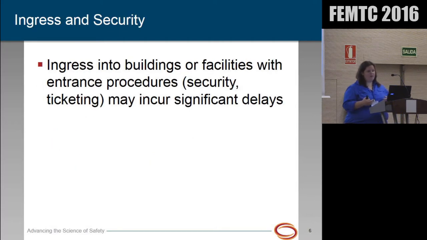So with that brief overview, I'm just going to jump into several of the new and non-traditional uses that we've started to use. The first one is ingress and security. So a number of facilities or buildings with entrance procedures have come to us recently because they're looking to optimize and/or characterize the ingress into their buildings. This is especially true for things like stadiums, arenas, and government buildings where they have security procedures to get in, as well as things like airports.